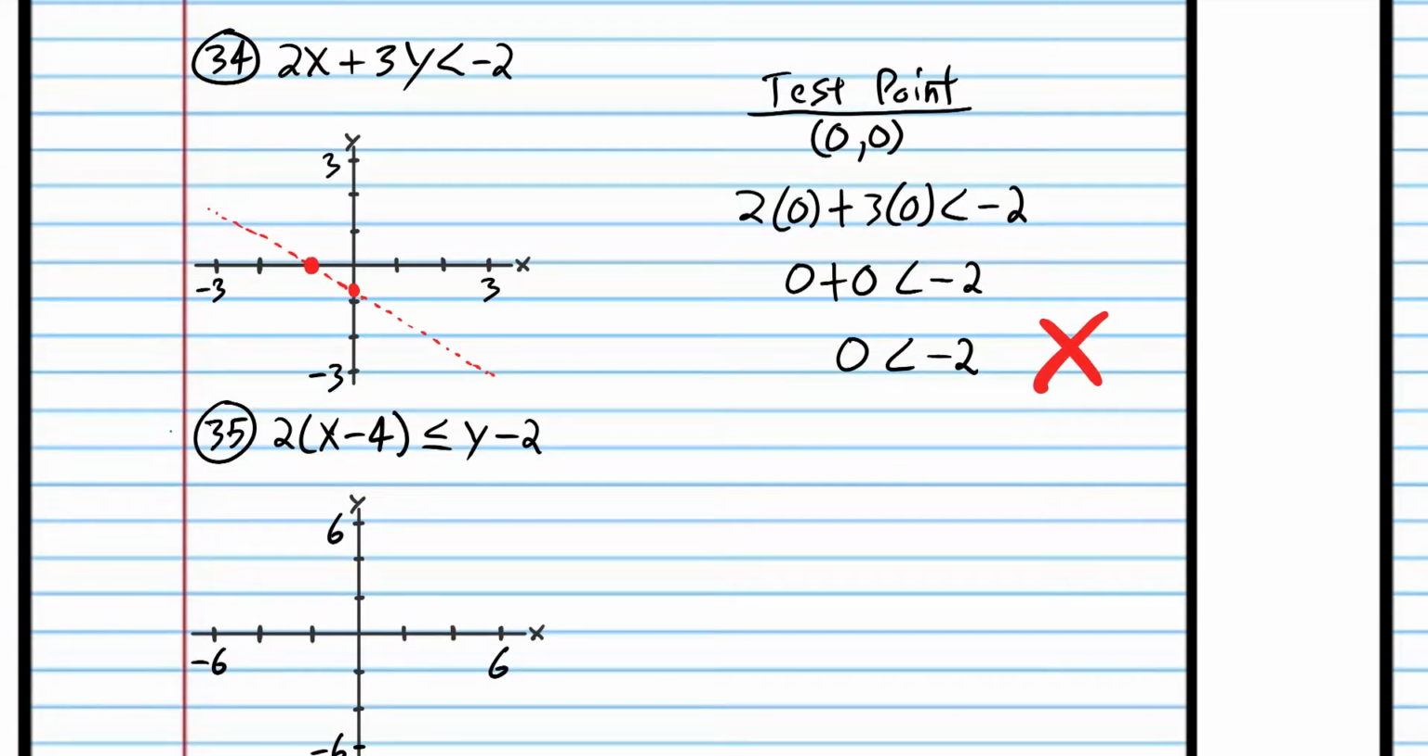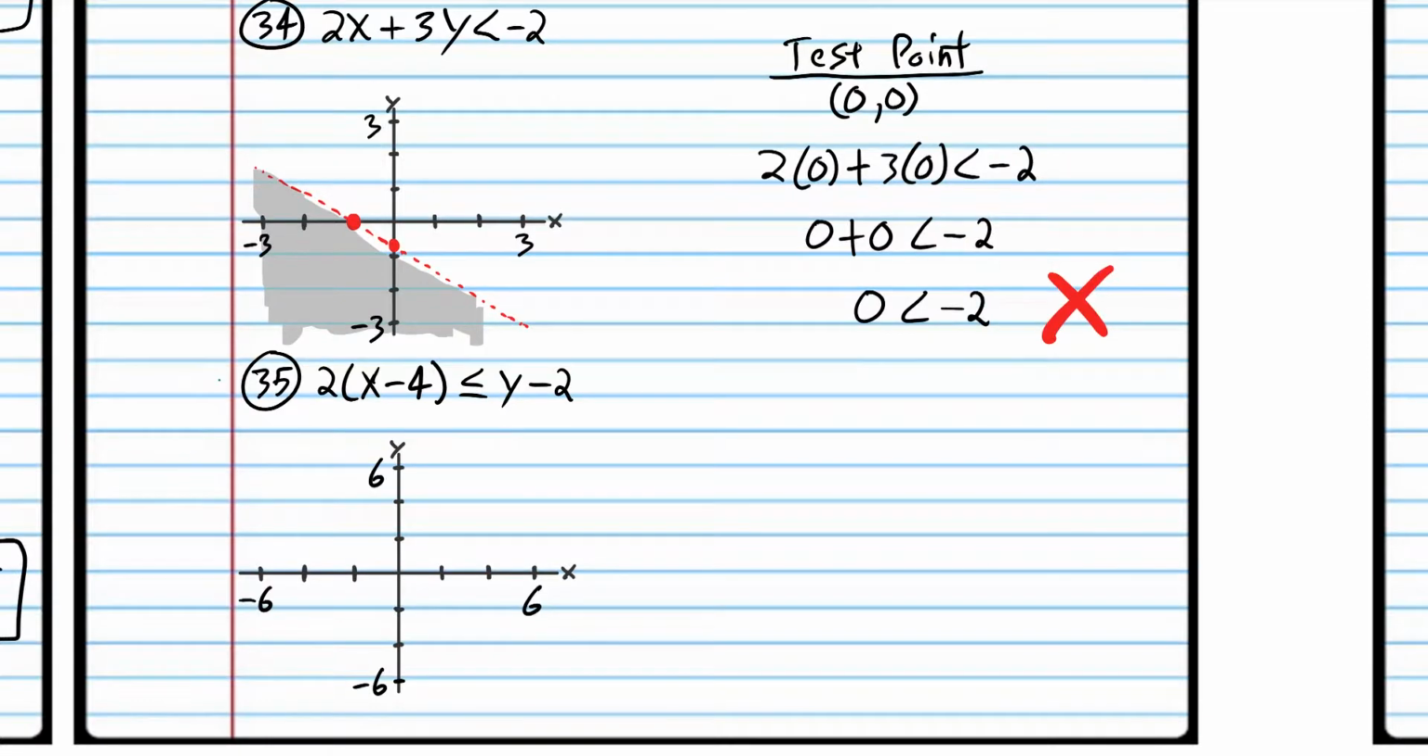So that means that we're going to shade the other region over here. Because the 0, 0 over here didn't work, we have to shade down here. That means all the points below the line are going to work in that inequality. But just keep in mind that the points on the dotted line are not going to work.